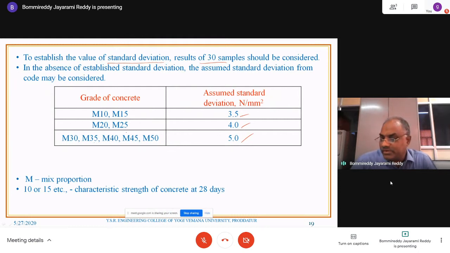In all these grades of concrete mix, M refers to the mix, and the number indicated is the characteristic compressive strength of the concrete at 28 days. And for getting the exact standard deviation, a minimum of 30 samples should be considered for the statistical analysis.